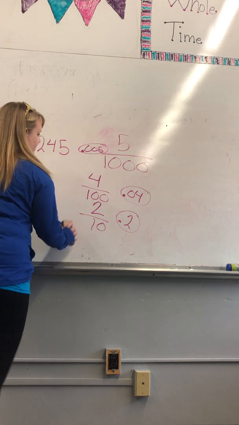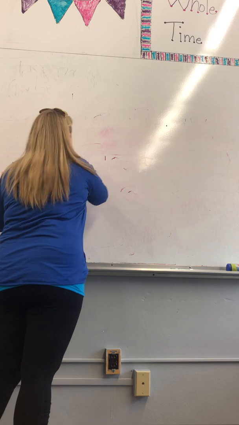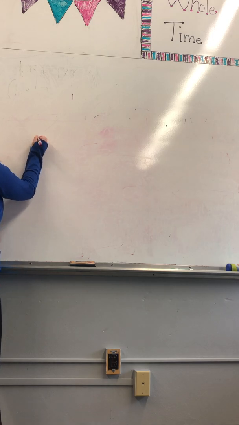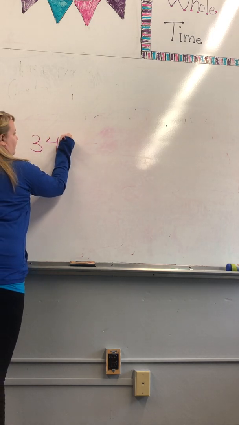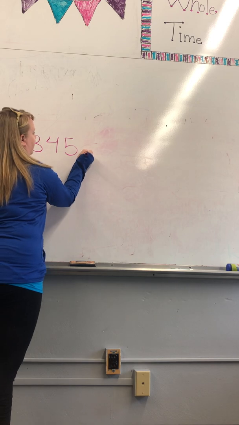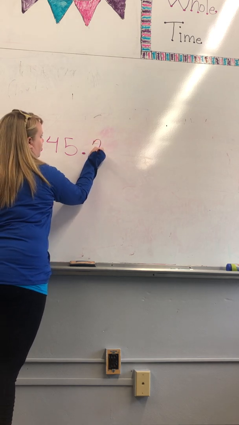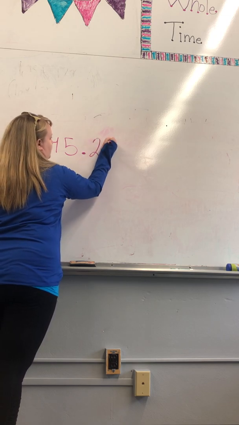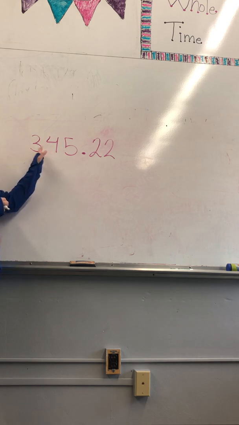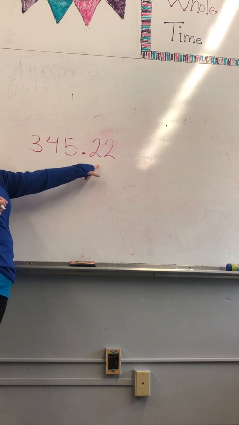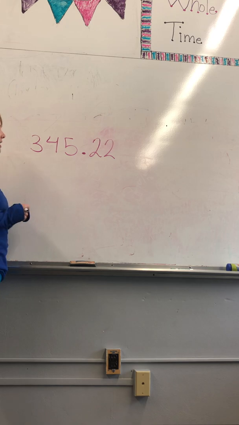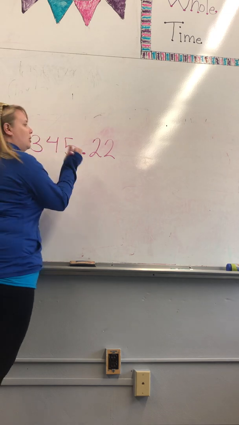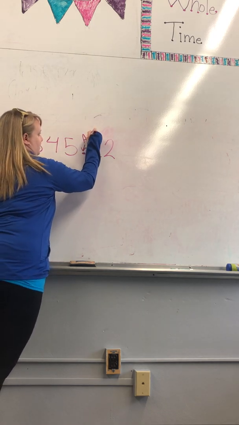Okay, let's do another example. If I have the number 345 and 22 hundredths. So we have 345 and 22 hundredths. Okay? Looking at the 22 hundredths portion of this number, remember, you only say "and" when you see the decimal.